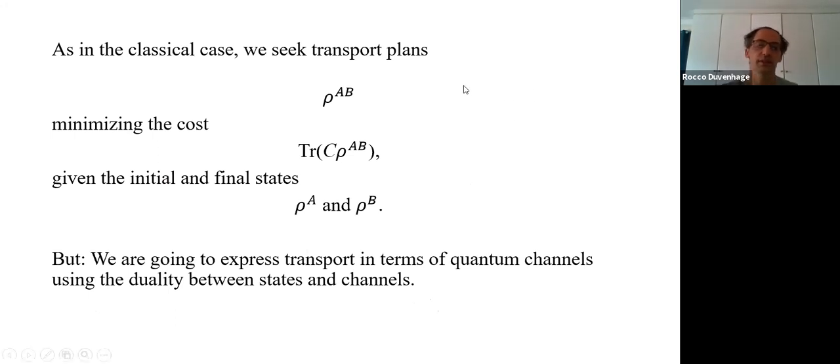So even in a quantum case, we're after transport plans, in other words, states of the composite system, minimizing the cost while taking the initial state to the final state. That's exactly a quantum analog of the classical case. And ultimately, I want to express this in terms of quantum channels. So I don't want to express it simply in terms of a transport plan, but in terms of a quantum channel, using the duality between states and channels.